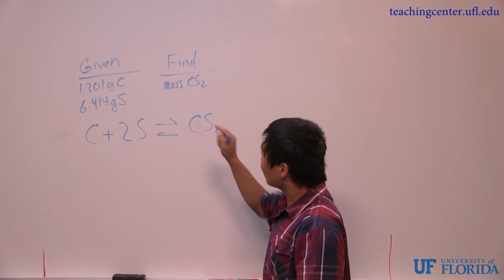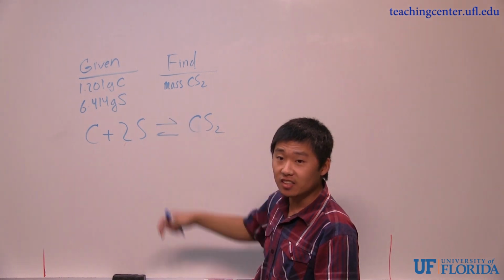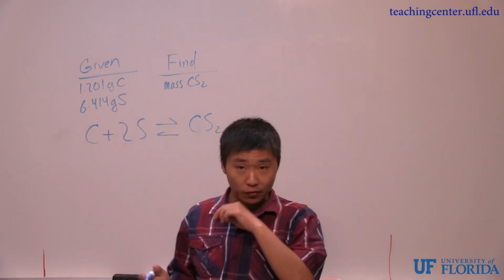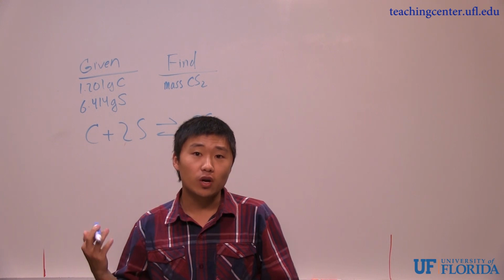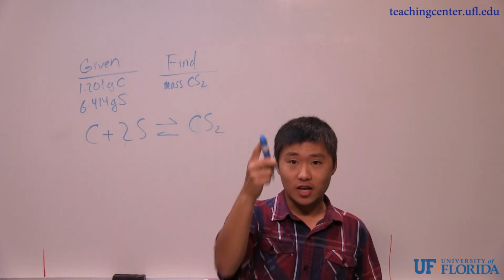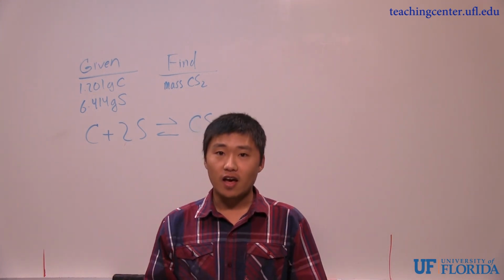Now, we have two different masses of reactants. This is what's called a limiting reactant problem. So Jason, what is a limiting reactant problem? I'm glad you asked. So here's an analogy.